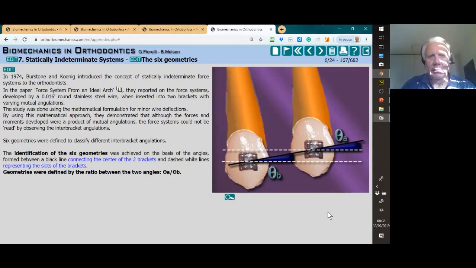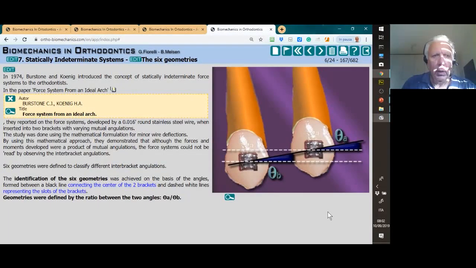Well, in the year 1974, Burstone and Koenig published this paper, which has the title Force System from an Ideal Arch, describing the force system that is produced by a piece of straight wire engaged into two brackets. And here is also described the concept of geometries, which is very interesting and very important, and I'm going to describe this concept of geometries here.